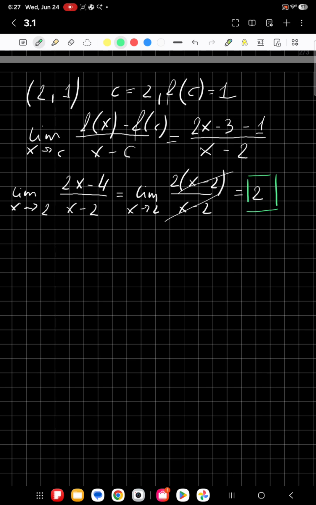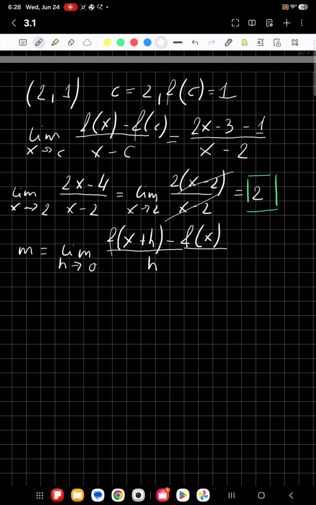Okay, so let's use that other formula we had, and it went something like this. So that was f of x plus h. I forgot the limit. So there's a limit with h approaching 0, and then we have f of x plus h minus f of x, and the bottom was just h, right? Because those x's cancelled out. Okay, so let's plug everything in.